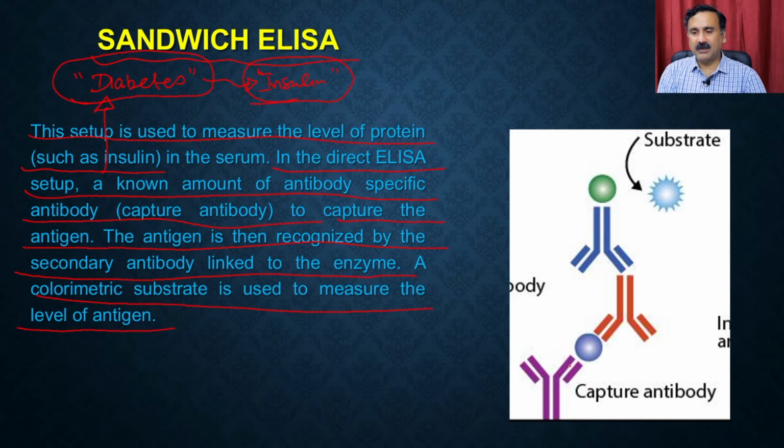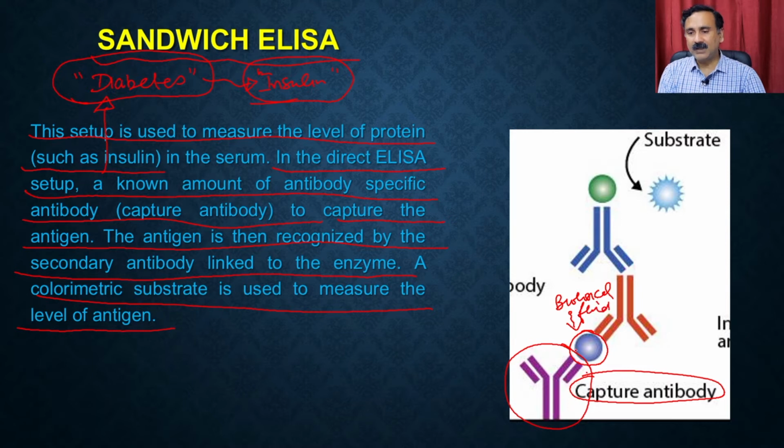In a sandwich ELISA, you use two different antibodies. One is the capture antibody, which you coat onto the wells, and it binds the particular protein present in the biological fluid, for example insulin, right? Then you detect this with the help of another antibody, which is called the primary antibody.